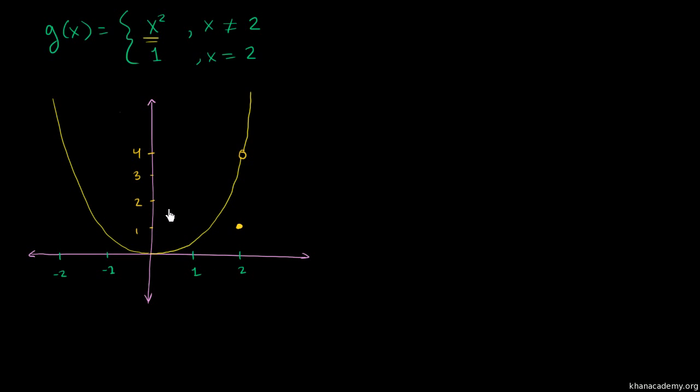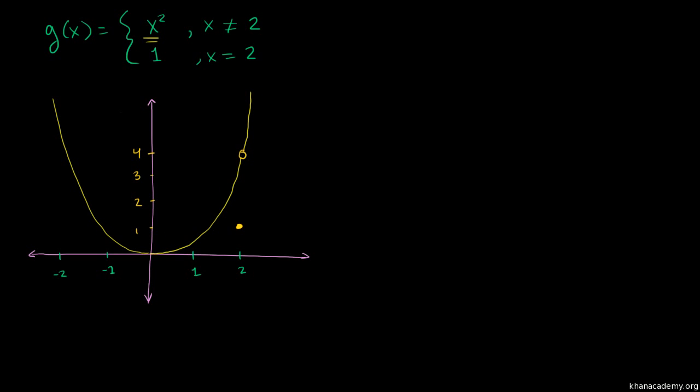You can define a function however you like to define it. And so notice, it's just like the graph of f of x is equal to x squared, except when you get to 2, it has this gap. Because you don't use f of x is equal to x squared when x is equal to 2. You use g of x is equal to 1. So then exactly at 2, it drops down to 1, and then it keeps going along the function x squared.